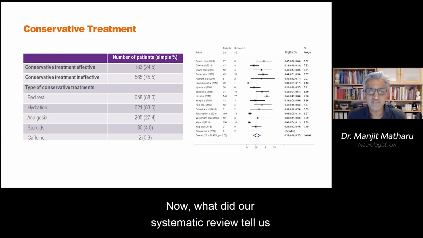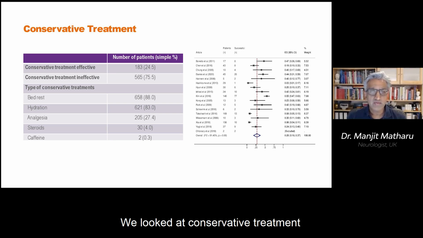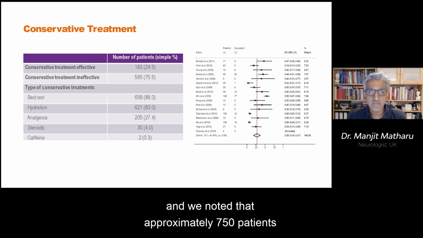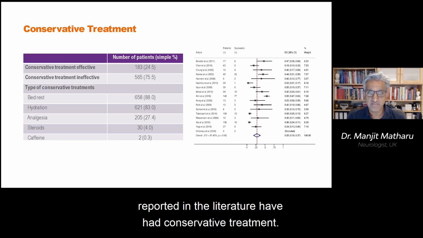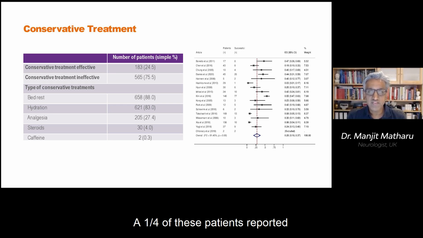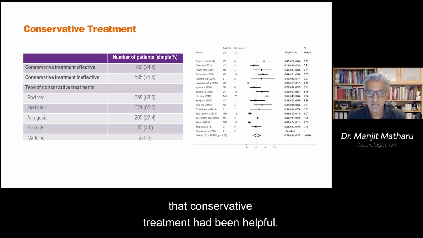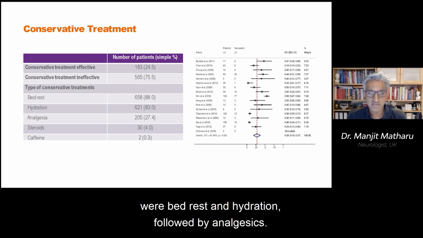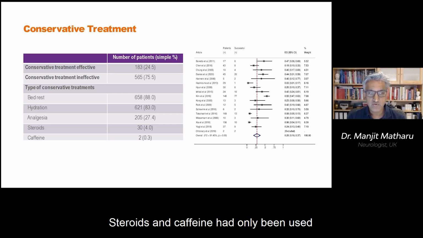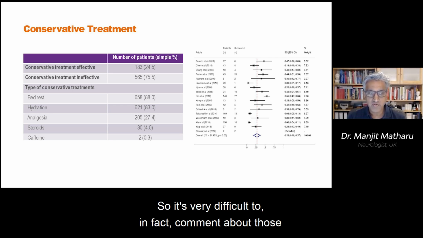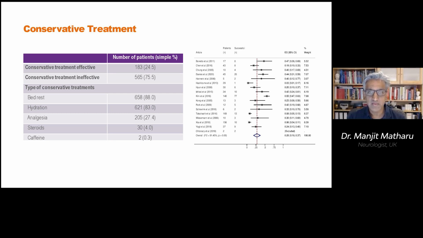Now, what did our systematic review tell us about these treatments? We looked at conservative treatment, and we noted that approximately 750 patients reported in the literature had conservative treatment. A quarter of these patients reported that conservative treatment had been helpful. The conservative treatments that had been used most commonly were bed rest and hydration, followed by analgesics. Steroids and caffeine had only been used on very rare occasions, so it's very difficult to comment on their efficacy.